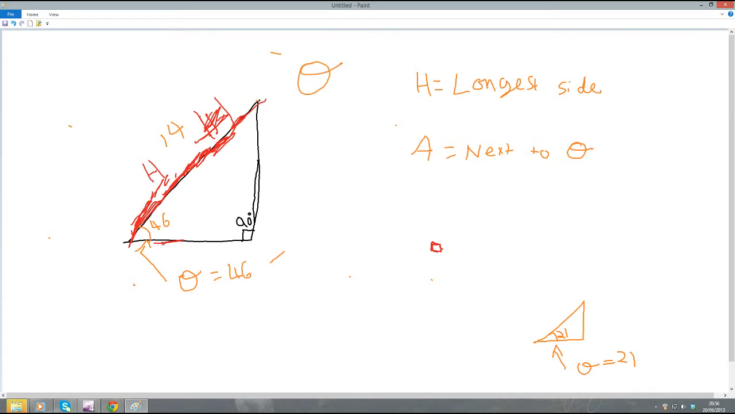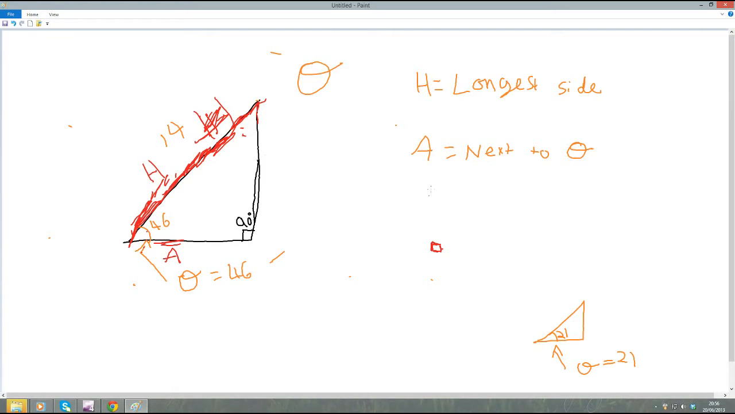Anyway, back to this. Hypotenuse is that, so it cannot be that. It has to be this side, so this you label A. Now, some people get confused, like, why can't A be this side? Well, that is not there. Fair enough, if the theta was over here, this side would be A. This side would still be H no matter what.